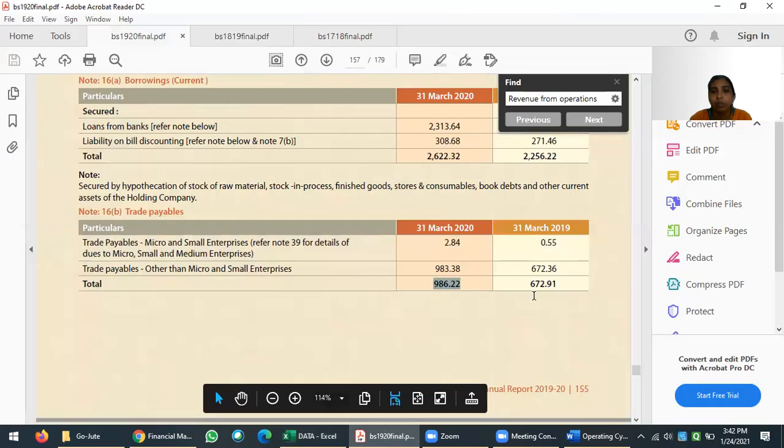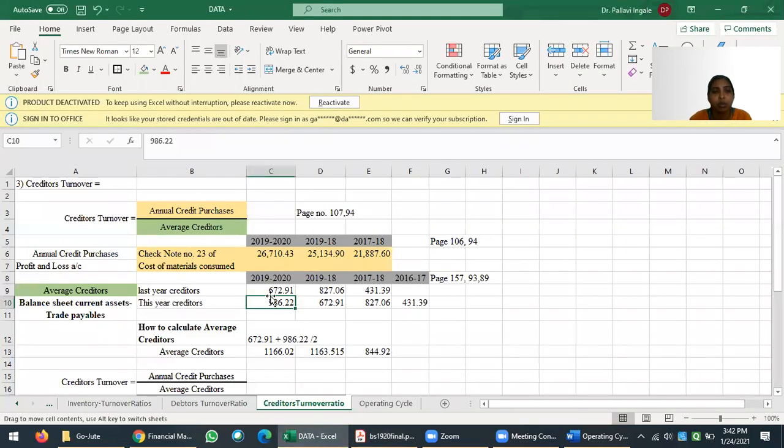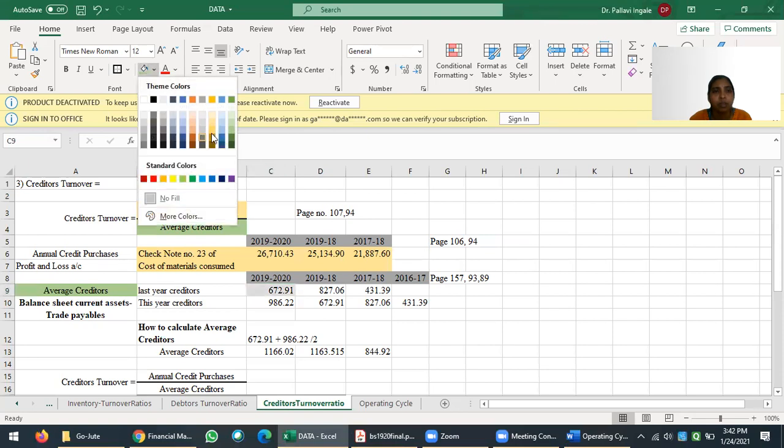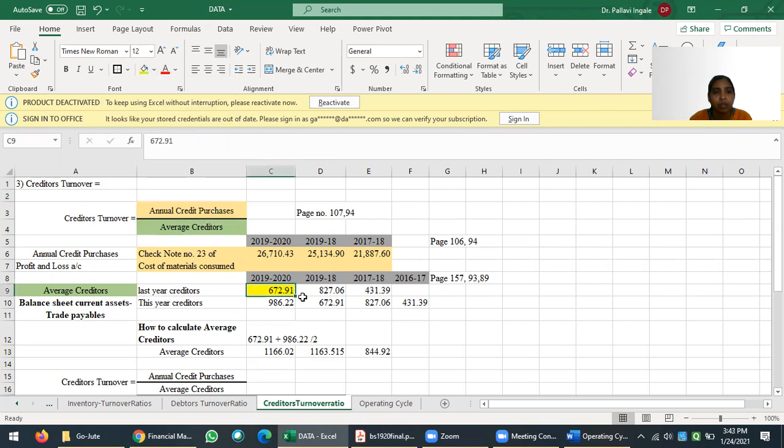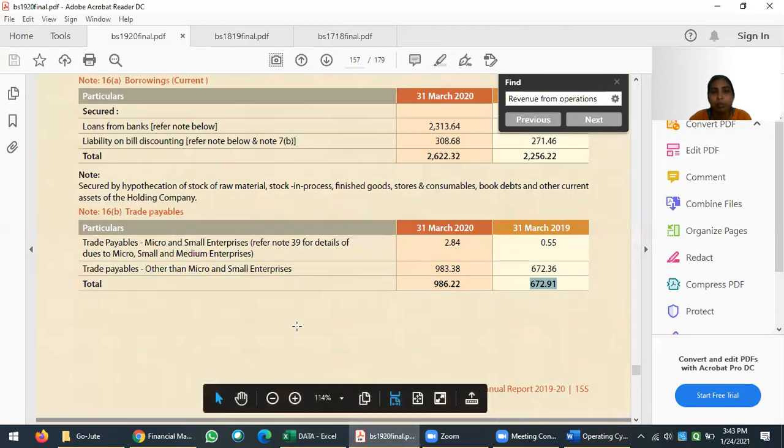Now if you see, this is last year's data, 672.91. So I'm taking that data as the opening. So this is the opening of this year. It is also the opening of this year, correct? This is the closing of last year, and it becomes the opening of this year. Then trade payables is clear.